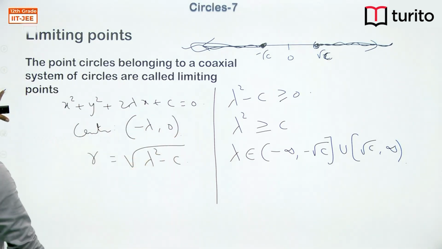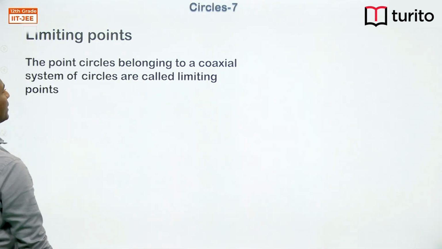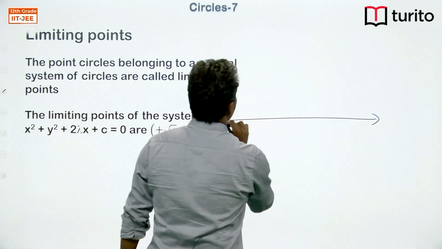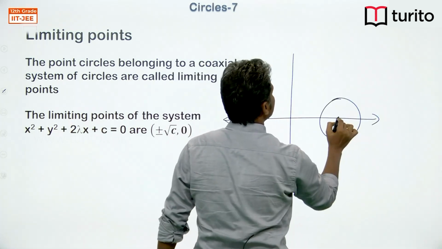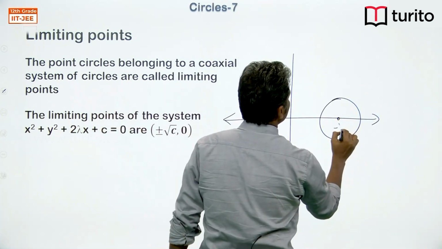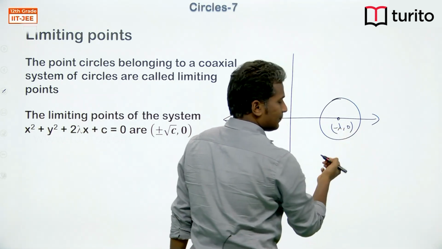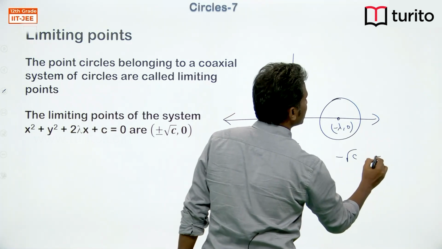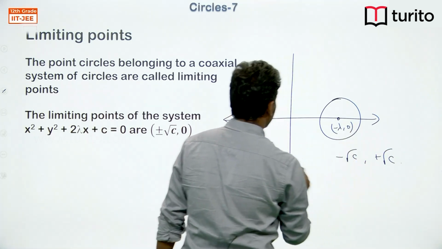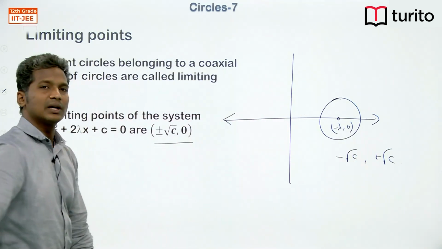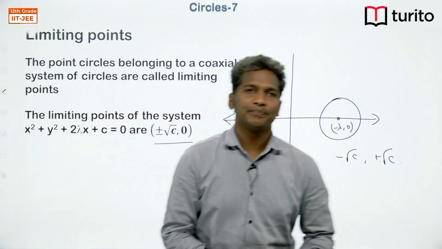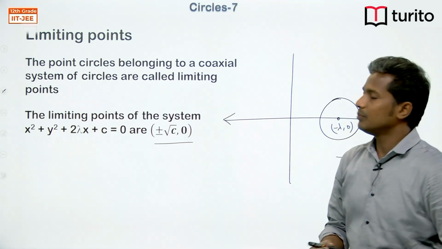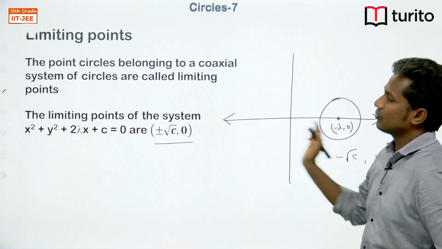So I'll just erase this and write this again. Now on the x-axis and y-axis, when we take the circles of this family, the centers are (minus lambda, 0). For lambda, the limiting cases were minus root c and plus root c. When we put them there, we get these points, which are the limiting cases. Basically these are the centers of the circles beyond which the circles cannot progress.